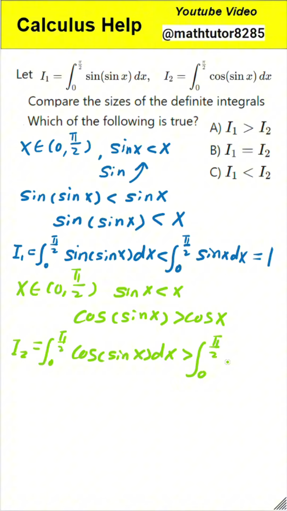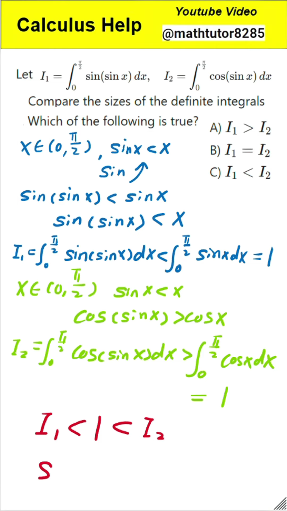And the integral of cosine of x from 0 to pi over 2 is also equal to 1. So we conclude that I2 is greater than 1. Next step is the final comparison. We now know that I1 is less than 1 and I2 is greater than 1. Therefore, I1 is strictly less than I2. The correct answer is option C.